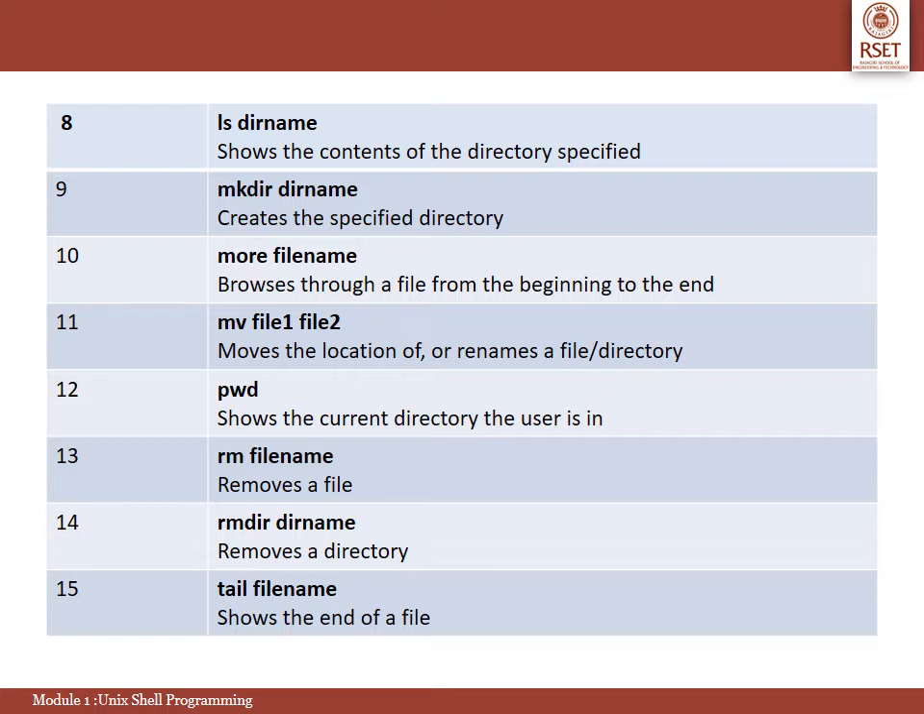Then the 10th command is more followed by a file name. It browses through the file from the beginning to the end. The next command is mv followed by file1 and file2. It moves the location of or renames a file or directory. The 12th command is pwd. It shows the current directory the user is in. The next command is rm followed by a file name. It removes a file. rmdir followed by a directory name will remove the particular directory specified. Then the next command is tail followed by a file name. It shows the end of a file.